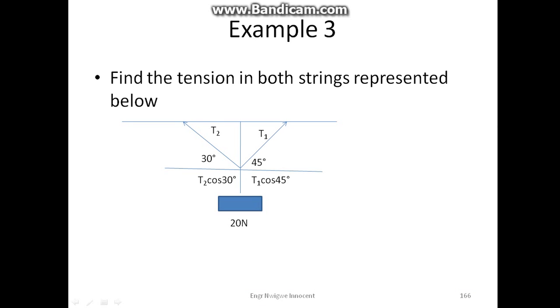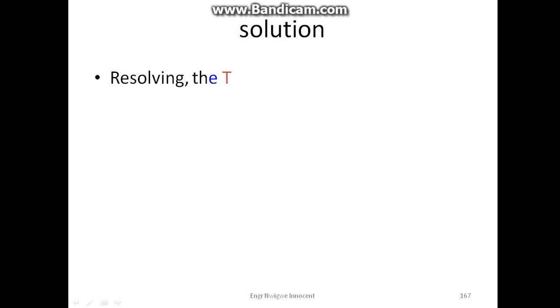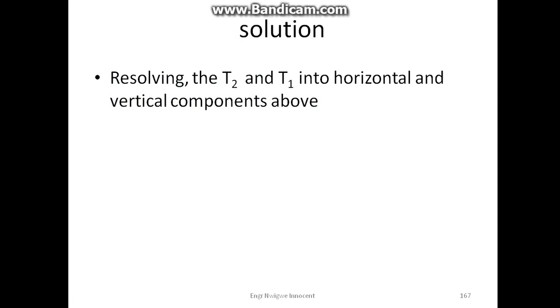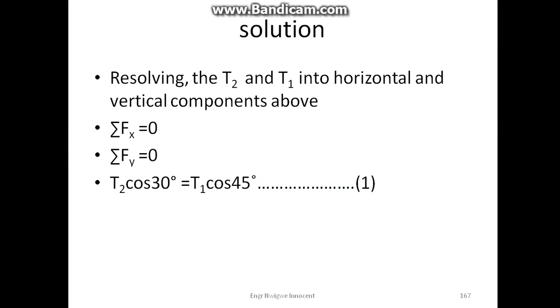Solution. Resolving T2 and T1 into horizontal and vertical components, you have the sum of Fx equals 0 and the sum of Fy equals 0. T2 cos 30 equals T1 cos 45. This will be our equation 1. T2 sin 30 plus T1 sin 45 equals 20. This will now be our equation 2.